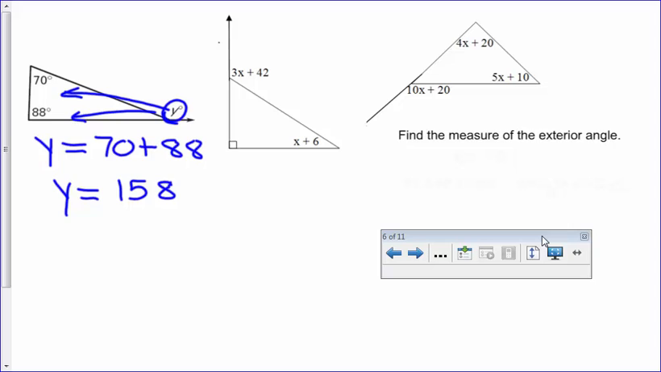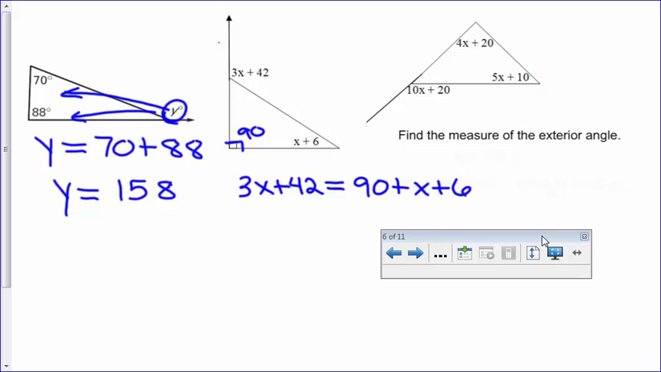Looking at the second one, keep in mind this square here means 90 degrees. So 3x plus 42 is my exterior angle. It is equal to the sum of 90 plus x plus 6. We're going to go ahead and combine like terms.